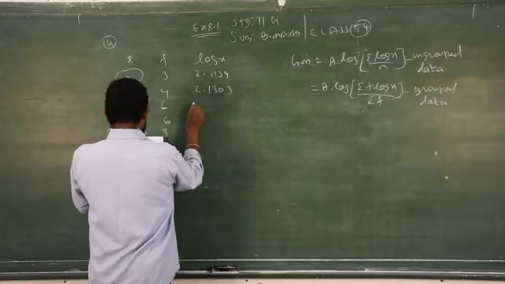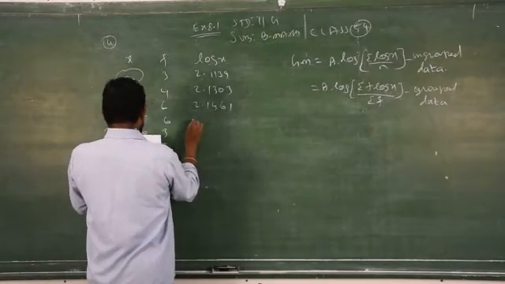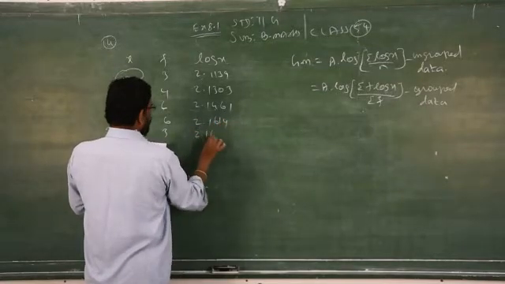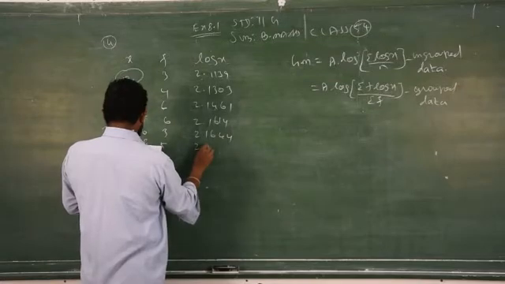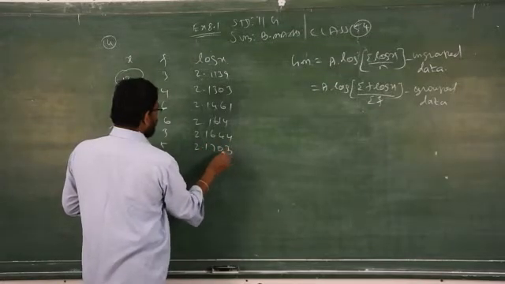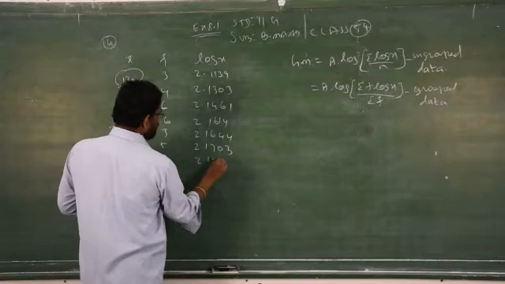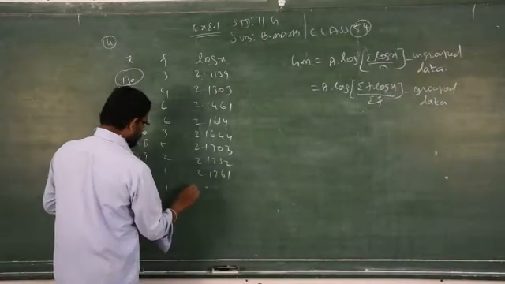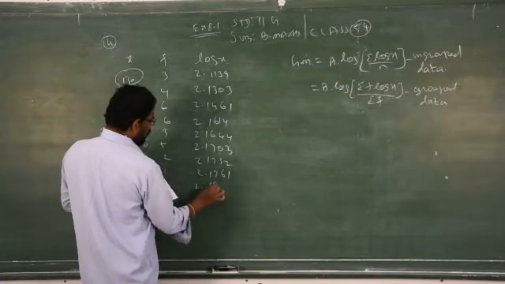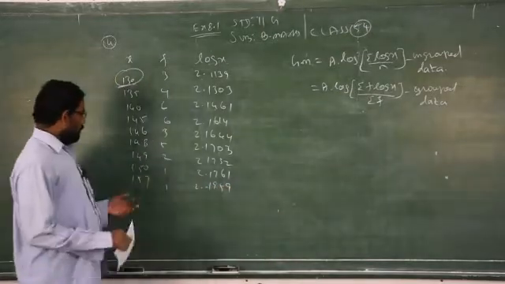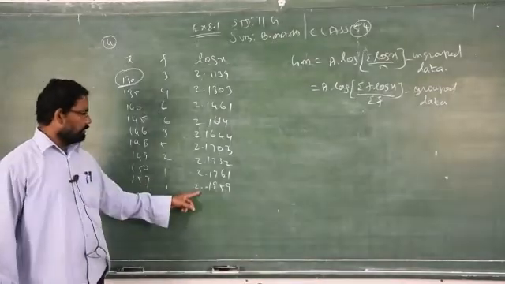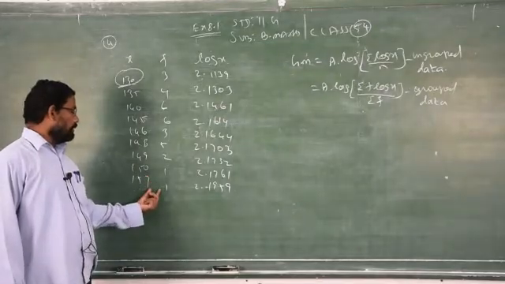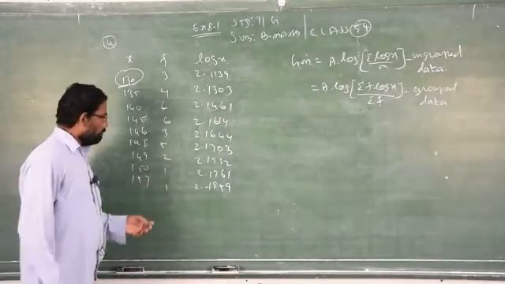2.13 and 2.1461, 2.1614, 2.1644, 2.173, 2.1732, 2.1761, 2.1959. So number of digits 3, 3 minus 1, 2. Then 15 under 7. There is no fourth digit, so no need to see the mean difference.